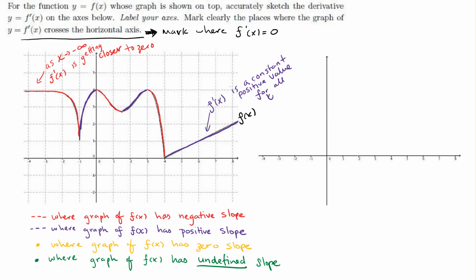For all x values greater than 4. So in terms of how that would look on the graph over here, at some point we would just have a horizontal line continuing out forever and ever at some positive height.